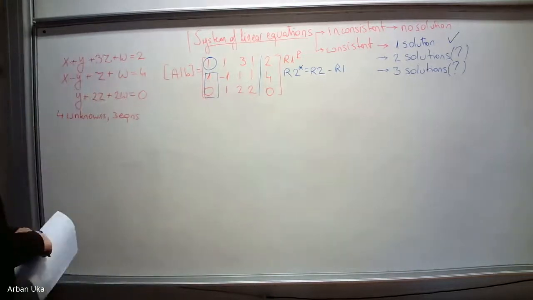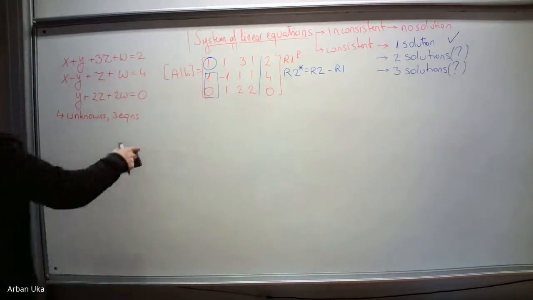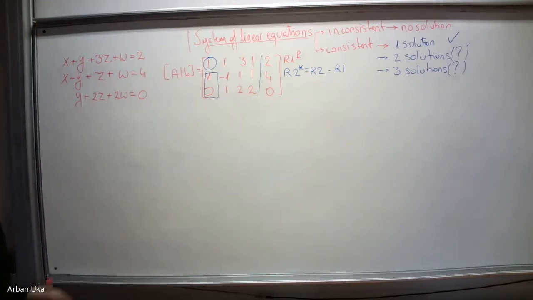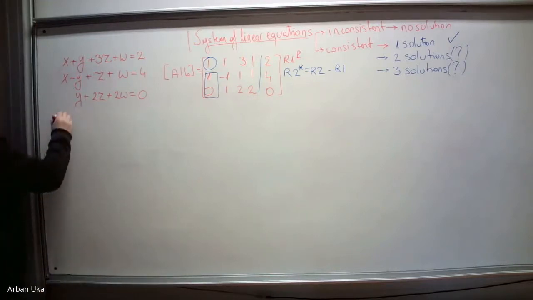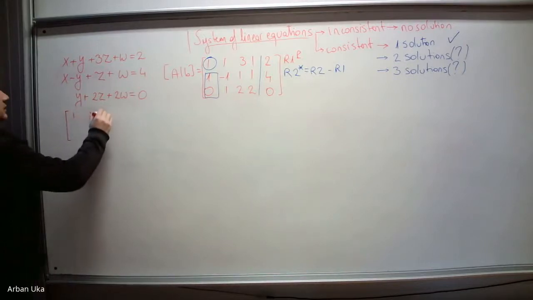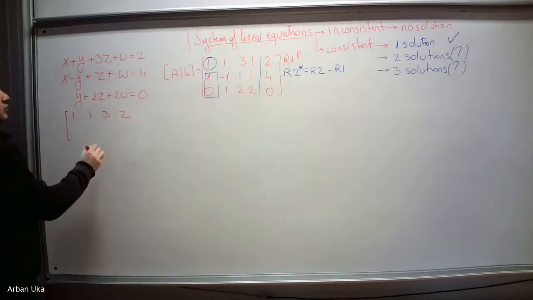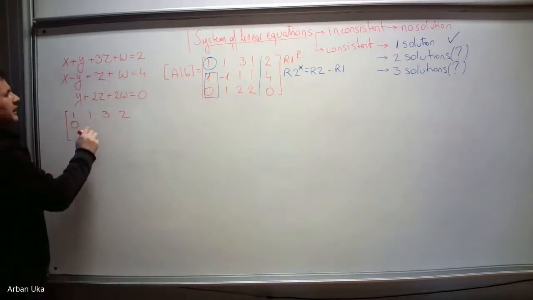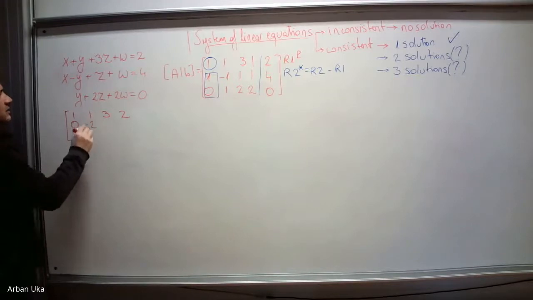There are 4 unknowns and 3 equations. So let's continue here. And we have 1, 1, 3, 2. Then we have 1 minus 1, 0, minus 1, minus 1, minus 2.